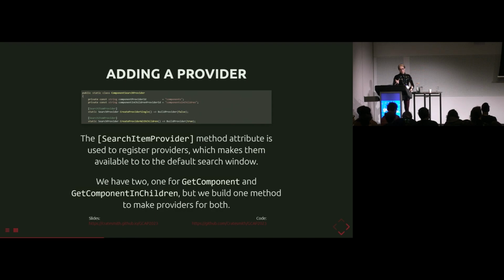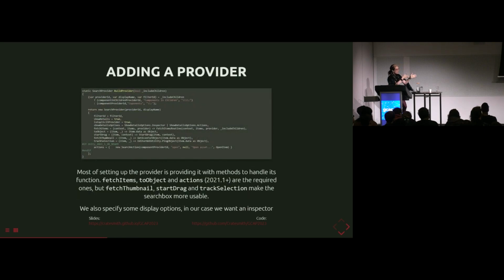The way you register them, you create a search item provider method, so search item provider method attribute, on a static method, and that returns a search provider. Because we're factorizing these things, because they're basically the same with one or two alterations, we have the same function and just return true or false, and this is that function.